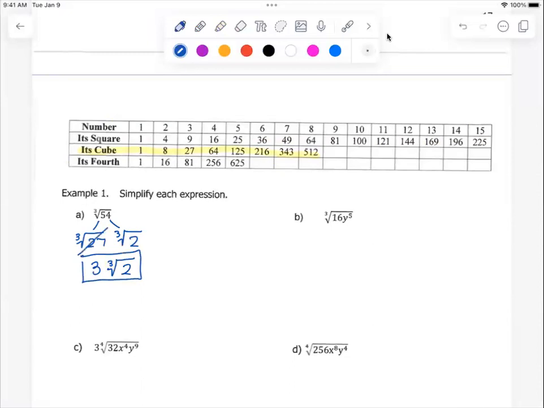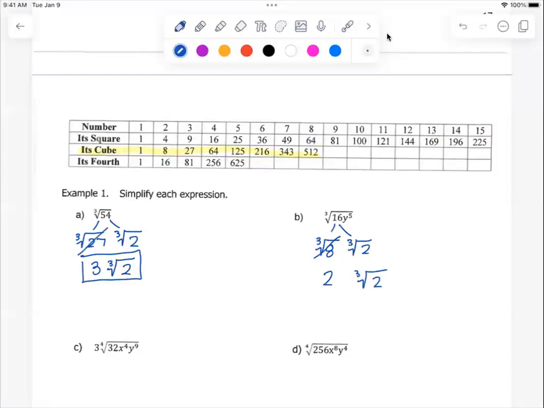Okay, next one, 16y to the 5th. So now we're still doing a cube root. You're looking for the largest number that I highlighted above, 1, 8, etc. 8 goes into it. So 8 times 2, the cube root of 8 is 2. So we simplified the 16, but what about the variables?